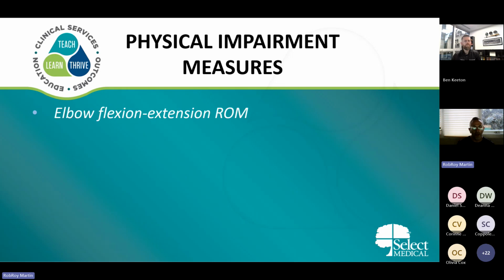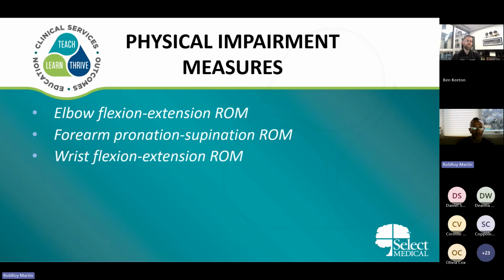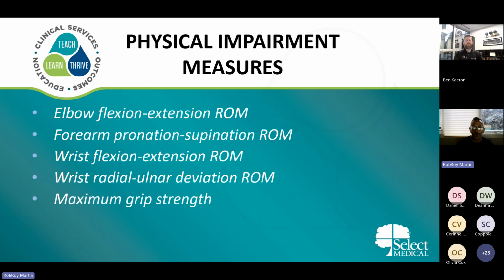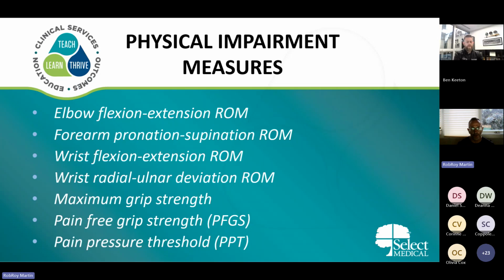Now, physical impairment measures in this clinical practice guideline: there's been elbow flexion-extension range of motion recommended, forearm pronation-supination range of motion, wrist flexion and extension range of motion, radial and ulnar deviation, maximal grip strength, and then pain-free grip strength, as well as pressure pain thresholds.